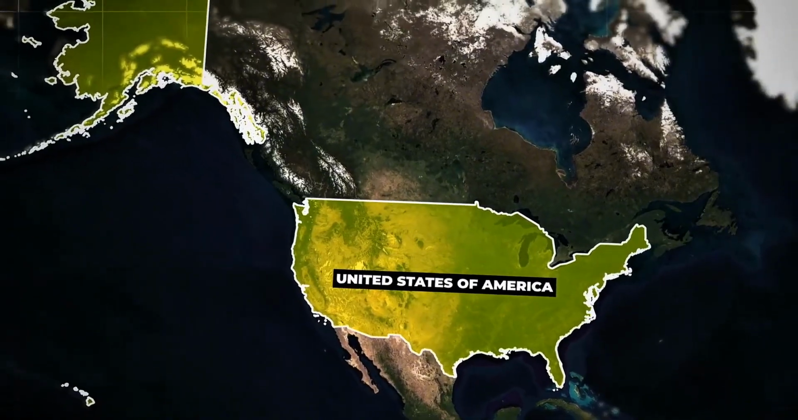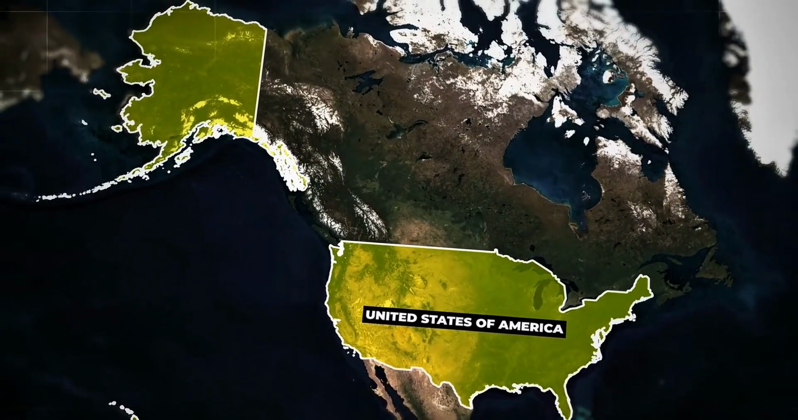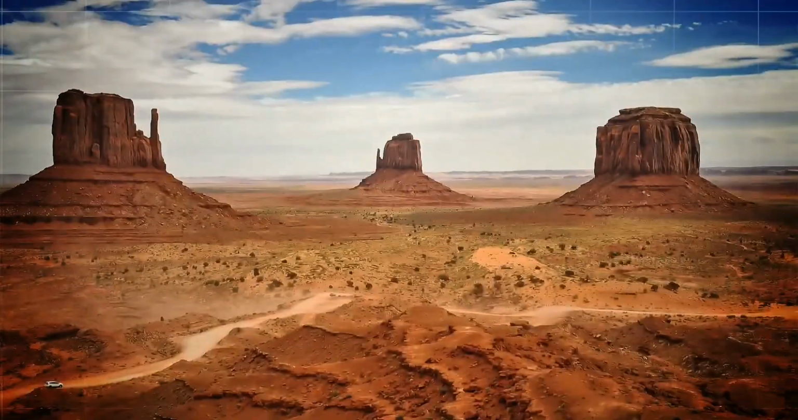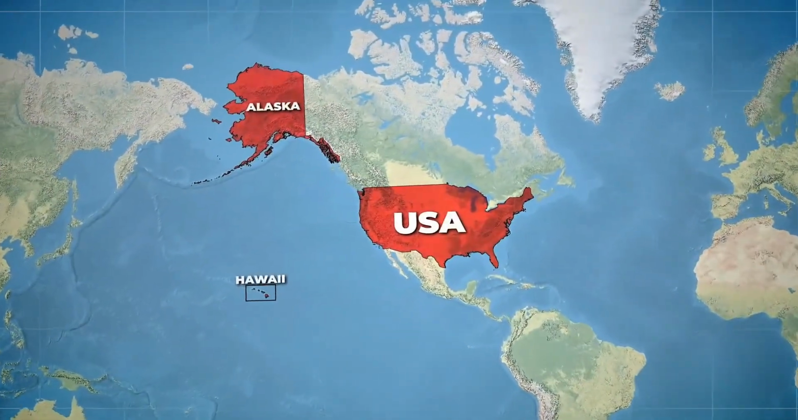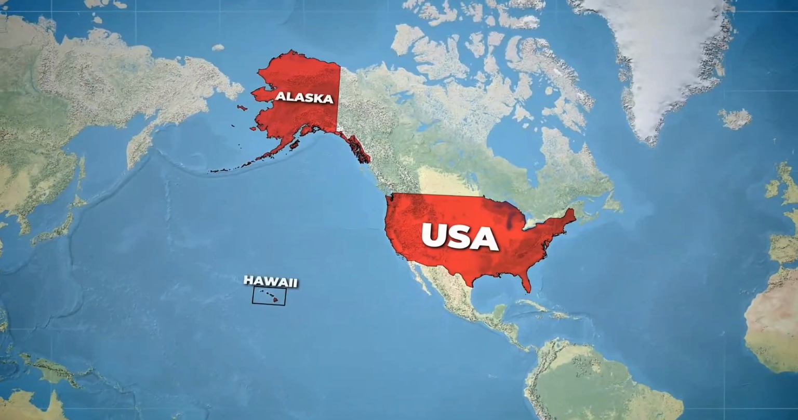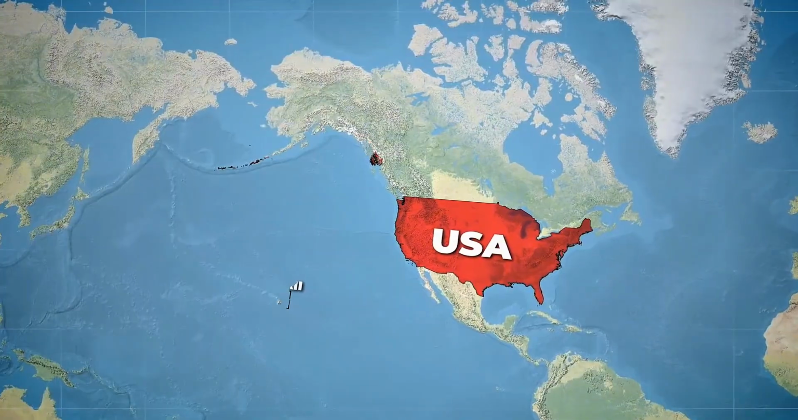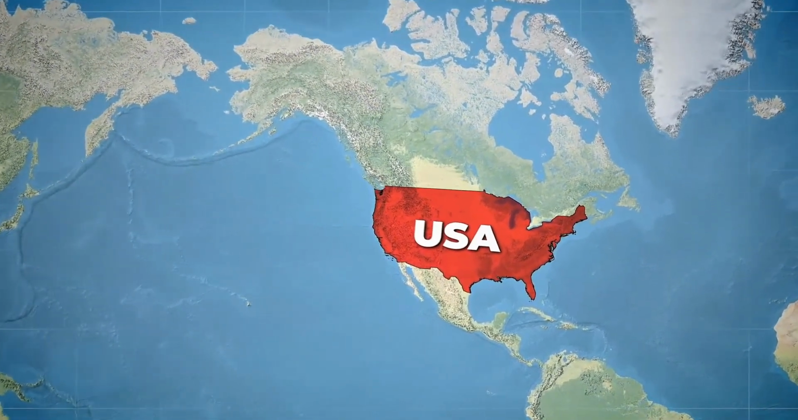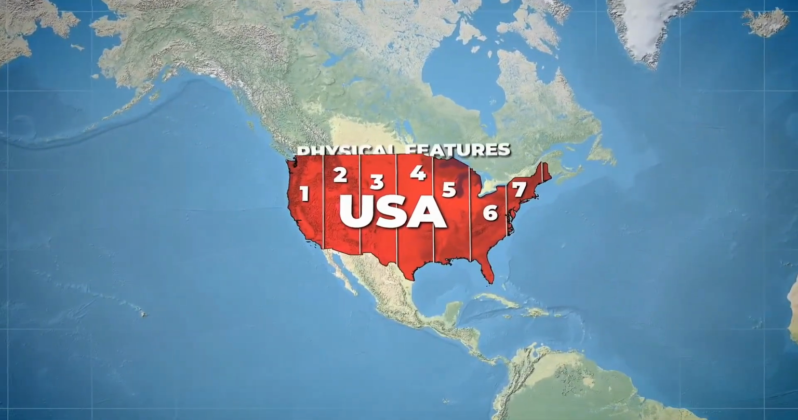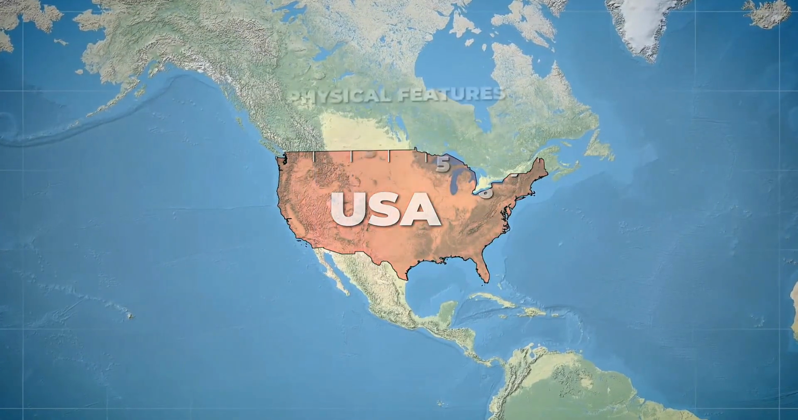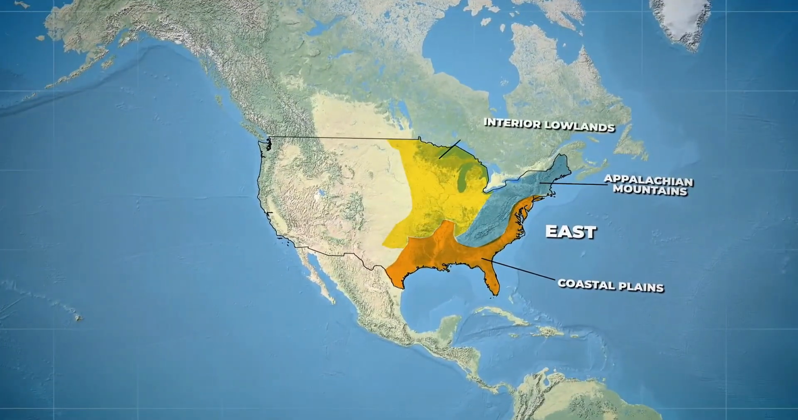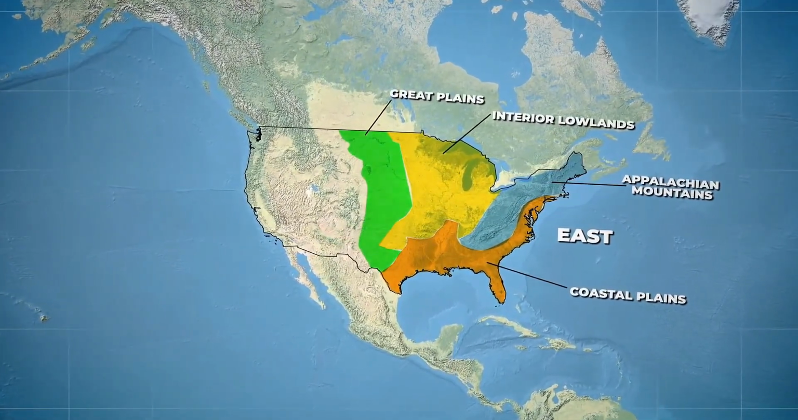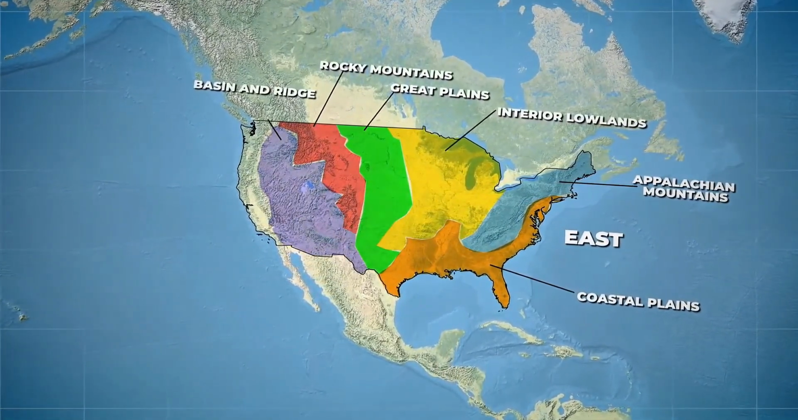One of its most important characteristics is its extremely varied physical landscape, including mountains, plains, rivers, deserts, and coastal regions. The major characteristic of the country is its varied landscape, which we are going to study in this video. The mainland USA, including the states of Alaska and Hawaii, can be divided into 7 main regions with respect to physical features. Starting from the east: the coastal plains, Appalachian Mountains, interior lowland, Great Plains, Rocky Mountains, basin and ridge, and coastal range.